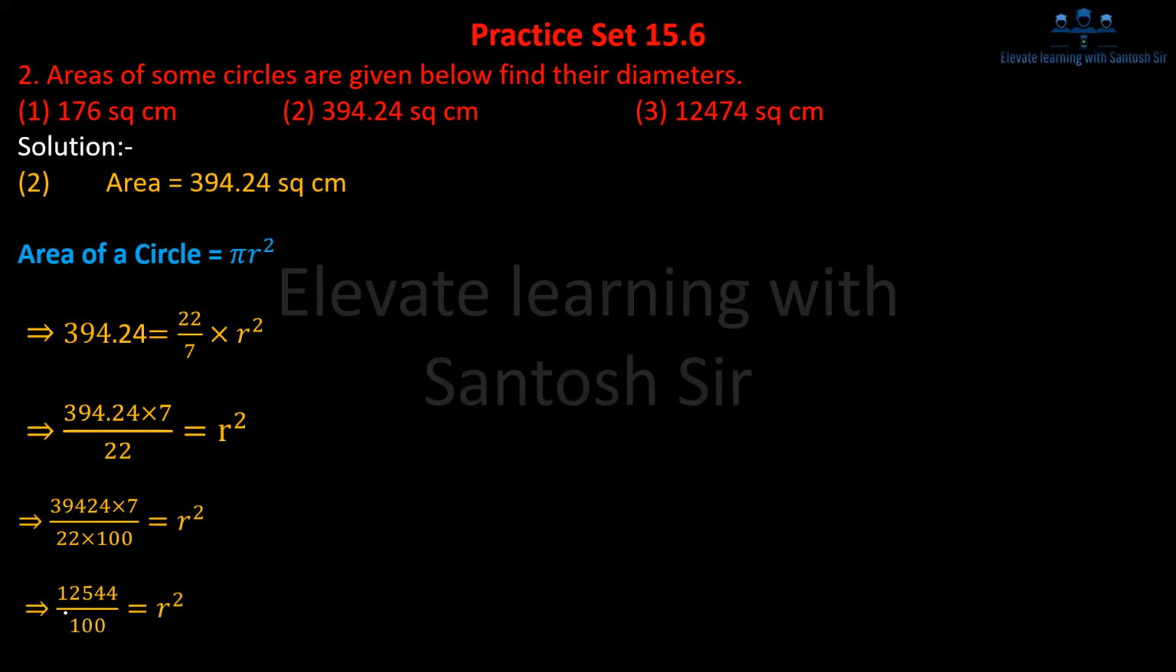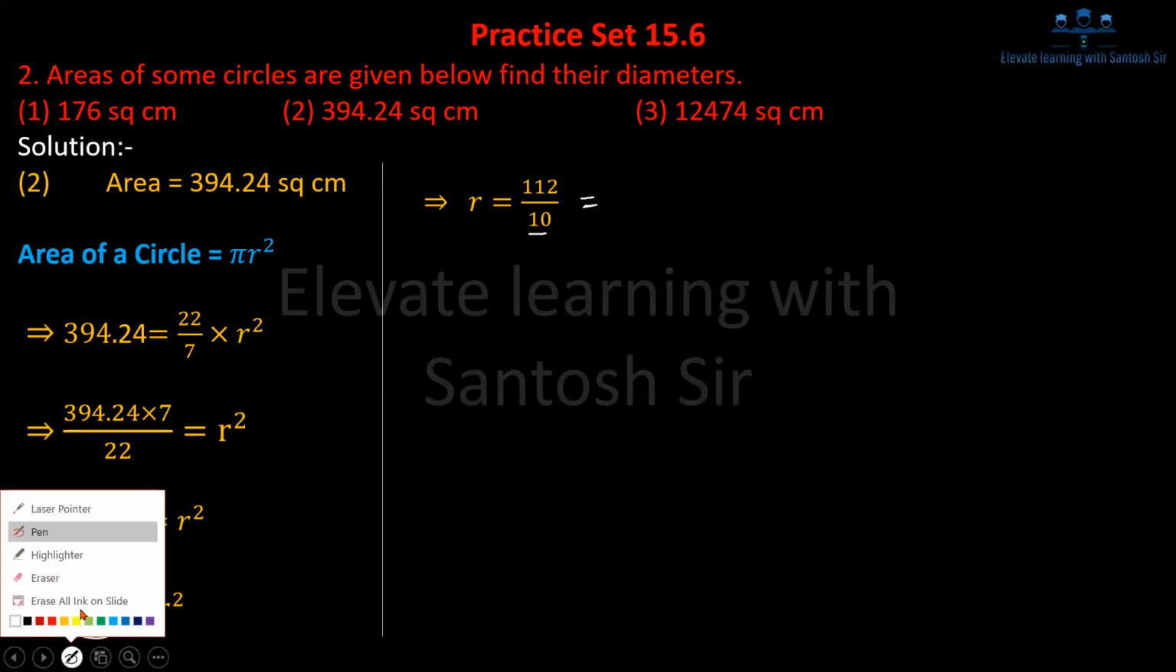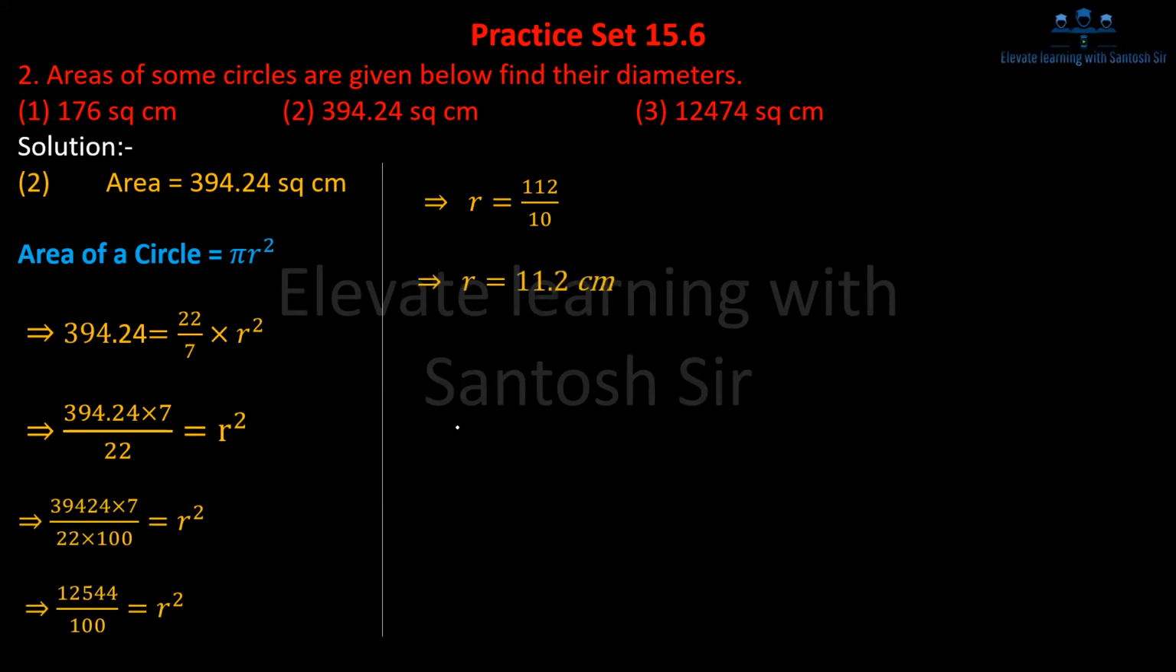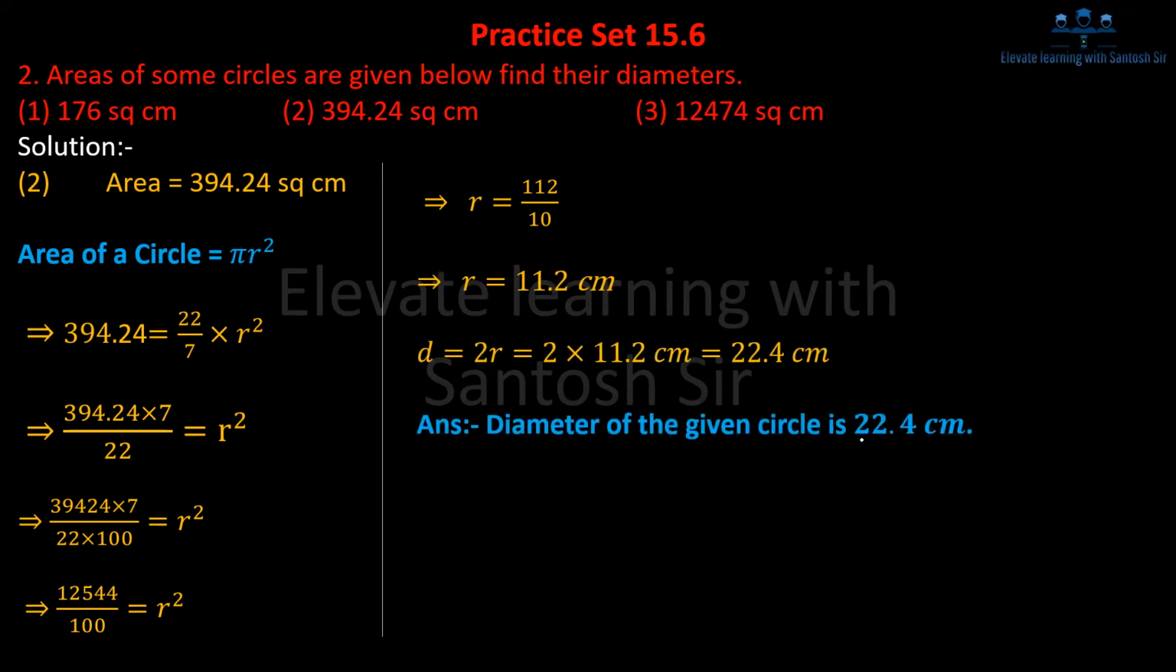So for this, we will have to take square root on both the sides. Square root of 12544 is nothing but 112, and square root of 100 is nothing but 10. So r is equal to 112 upon 10. Now as the denominator is 10, we can say that radius will be 11.2. And if radius is 11.2, diameter is 2 multiplied by the radius. So diameter will become 22.4 centimeter.